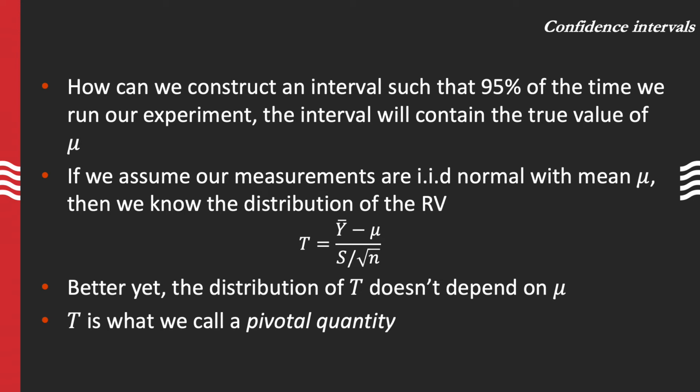Better yet, this distribution does not depend on the value of mu. Once we subtract mu off from the sample mean, the t-distribution itself doesn't depend on mu. And this is actually, by definition, what we call a pivotal quantity. It is a function of the measurements, the y sub i's, and the parameter of interest, mu, and the distribution of the result you get, the t-statistic itself, is independent of the parameter mu, the parameter of interest.